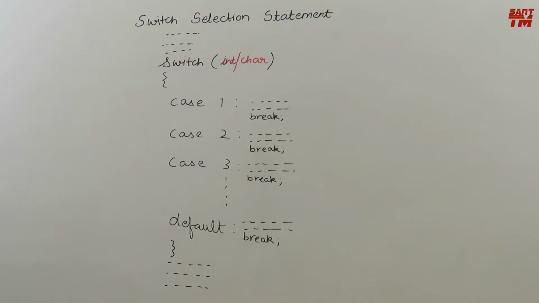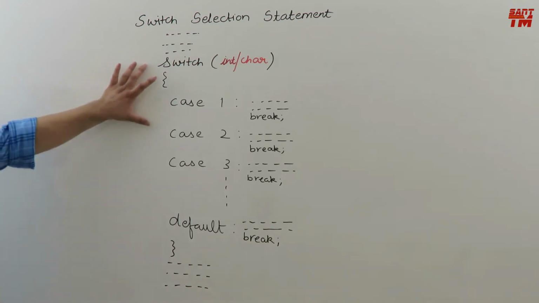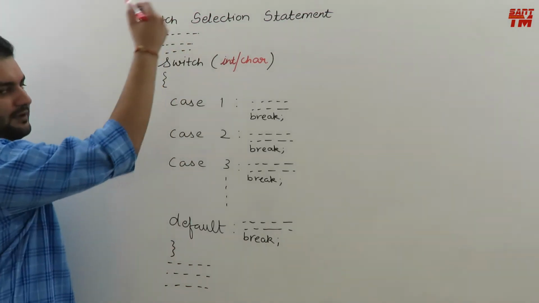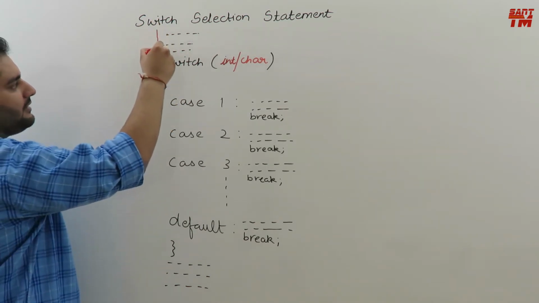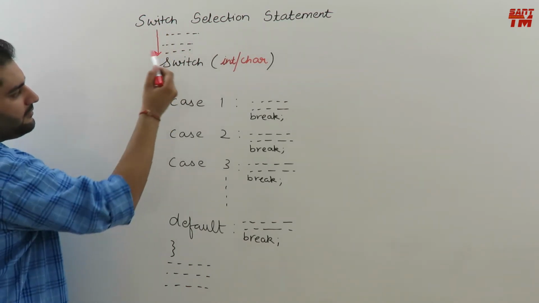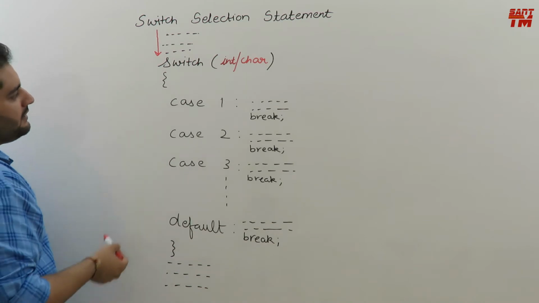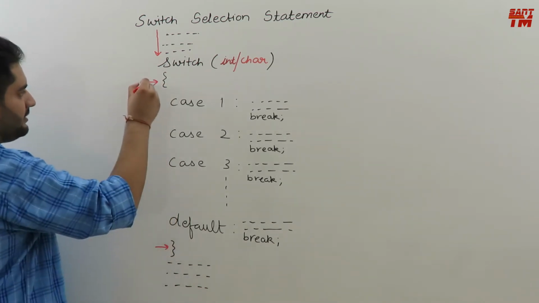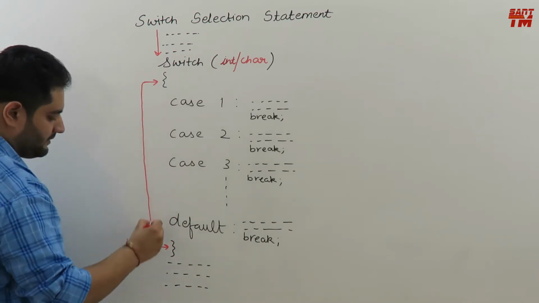So to start with the switch selection statement, practically, first let us see how the switch statement works. This is the syntax of writing a switch statement. These are some lines of our program. Our program is executing from the top, and while executing we encountered a switch statement. Now this switch statement starts from here and it ends here. This is the whole block of switch.